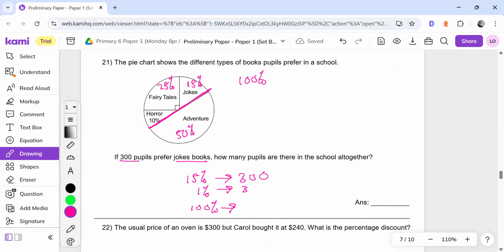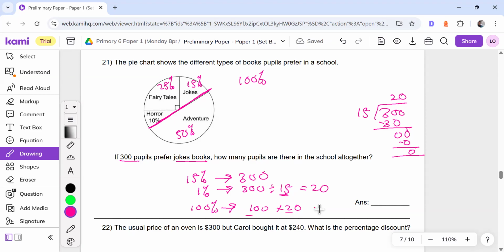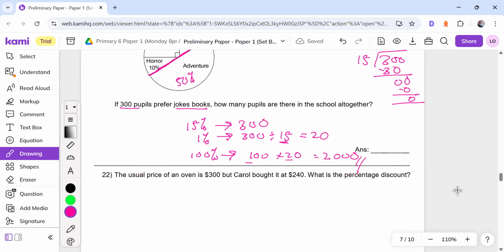So 300 divided by 15. You may have to do guess and check because you are dividing by a two-digit number. So how to divide by a two-digit number? You guess. Is it 1 times 15 become 15, or is it 2 times 15? So you guess and check. 2 times 15 will be 30. Then you minus, and that's how you get your 1%, which is 20. Then 100% will be 100 times 20. Shortcut, 1 times 2, you get 2. There are 3 zeros put behind. So 2000. Correct? Make sure you don't use calculator for paper 1.